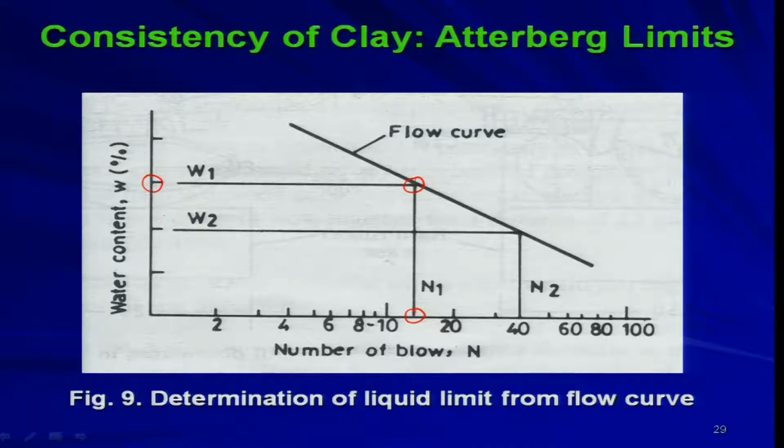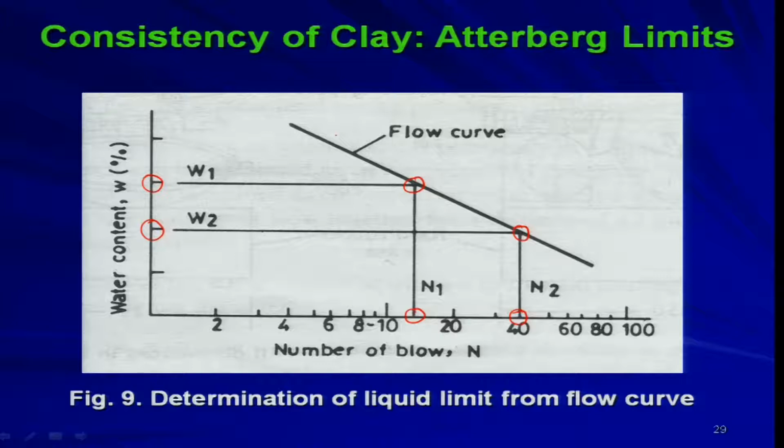Similarly, I am varying again the water content of the same sample. I am getting another point, say 40 number of blows, which will cause the groove to come closer, then I am getting another point like this. So, if I do the test for different water content, I will get a different number of blows for the groove to touch each other, and ultimately I will get this flow curve. So, this is my flow curve.